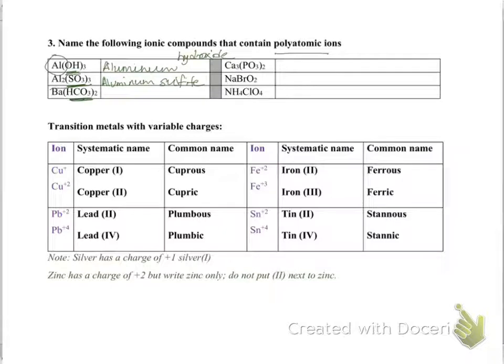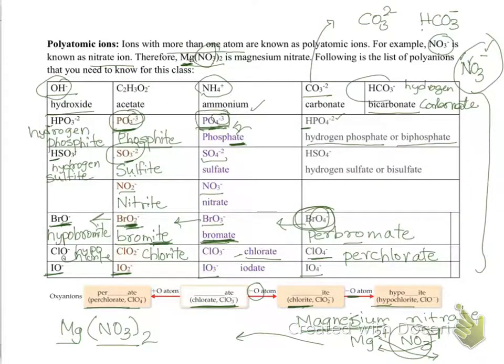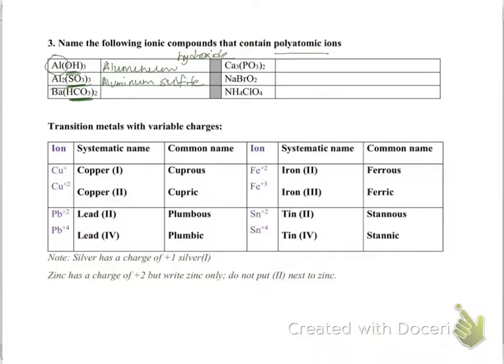What is HCO3? It is bicarbonate. Then what will be the name of this compound? Barium bicarbonate. PO3 is phosphite. So the name of this compound will be calcium phosphite.